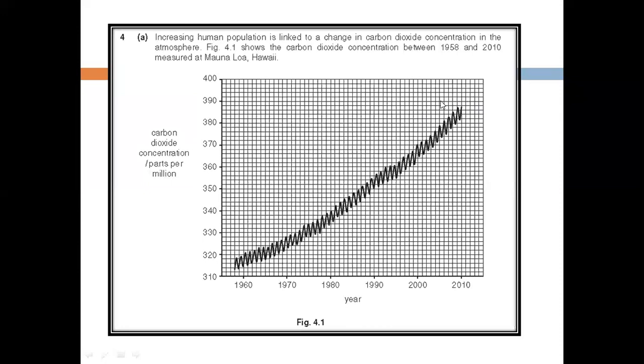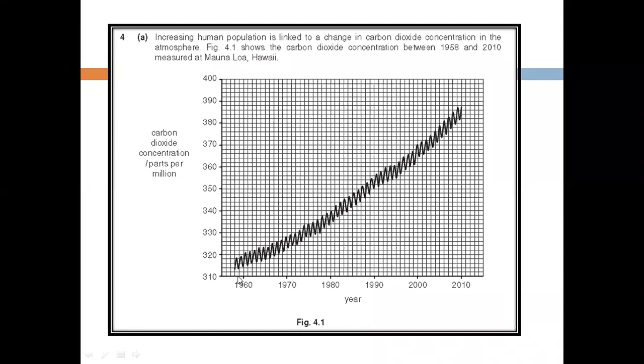If you are describing the graph, first you have to see the general trend in the graph. Generally, there is not a decrease in the graph, there is an increase. Generally the carbon dioxide concentration is increasing. There is a little bit of fluctuation between the years, or between different seasons, but overall our graph is increasing.